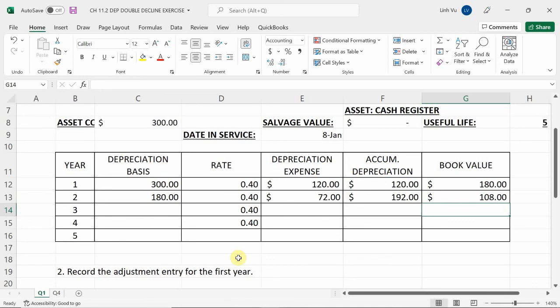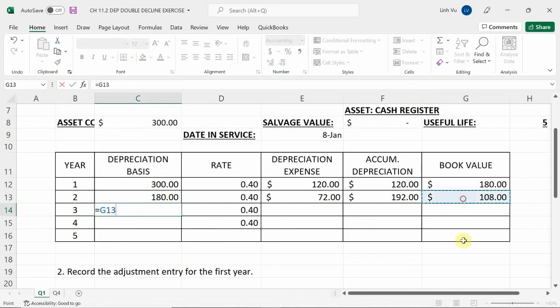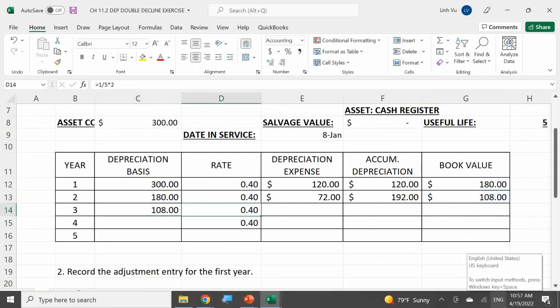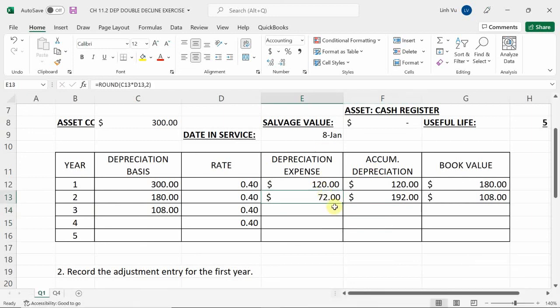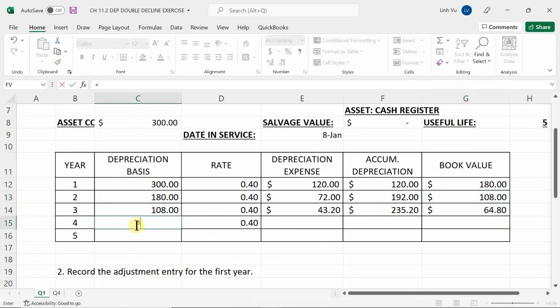So what's my depreciation basis for year 3? 108. I'm going to carry it over. Good. Times 40%. The depreciation expense is 43.20. Accumulated depreciation, 235.20. Which will give me a book value of 64.80, which then becomes my book value for year 4.